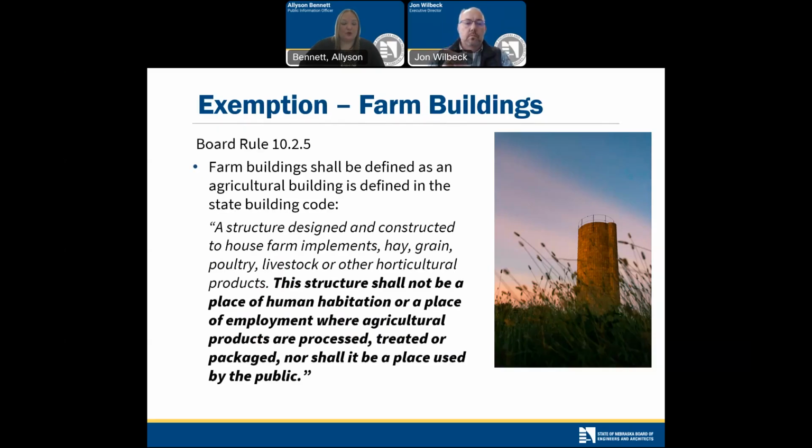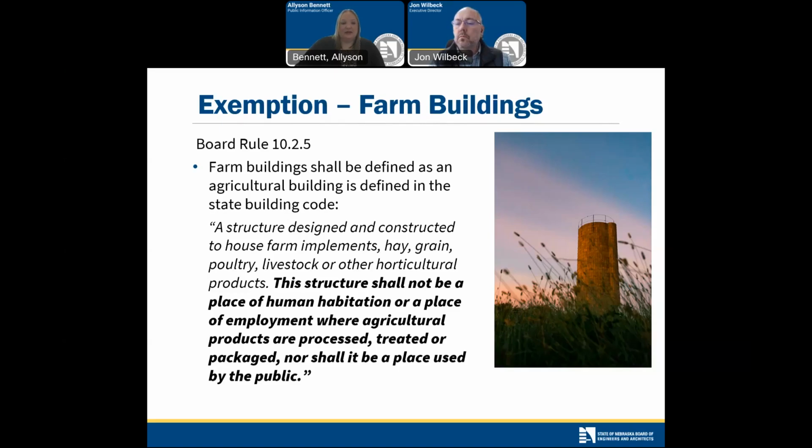So Board Rule 10.2.5 describes farm buildings as a structure designed and constructed to house farm implements, hay, grain, poultry, livestock, or other horticultural products. The structure should not be a place of human habitation or a place of employment where agricultural products are processed, treated, or packaged, nor shall it be a place used by the public.